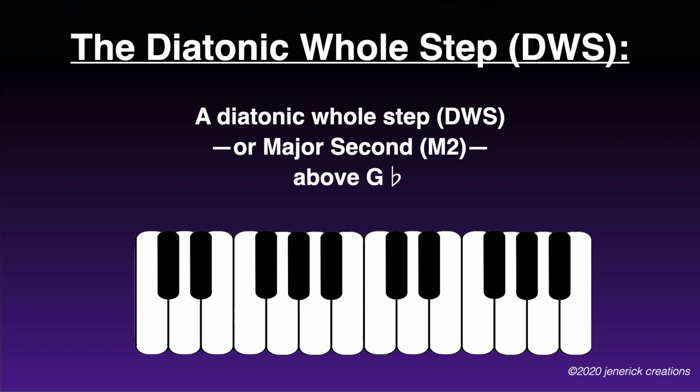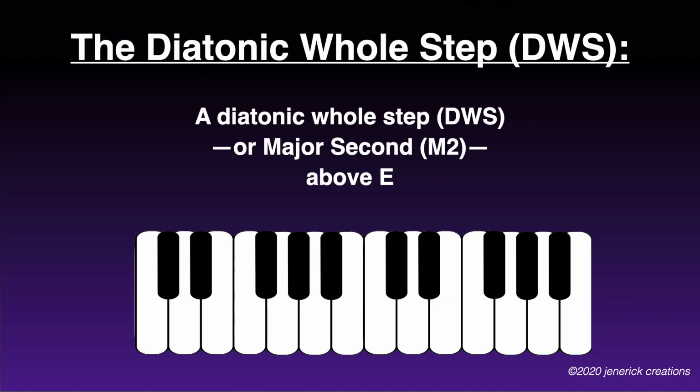Let's look at a diatonic whole step or major second above G flat. One half step, two half steps. Now that key can either be a G sharp or an A flat. Which one are we going to choose? Well, remember, diatonic is right in the name, so we have to choose the one that is the next letter name. That would be the A flat. Now, if we had started on F sharp, then we would name the next one G sharp. Even though the intervals sound the same, they function differently.